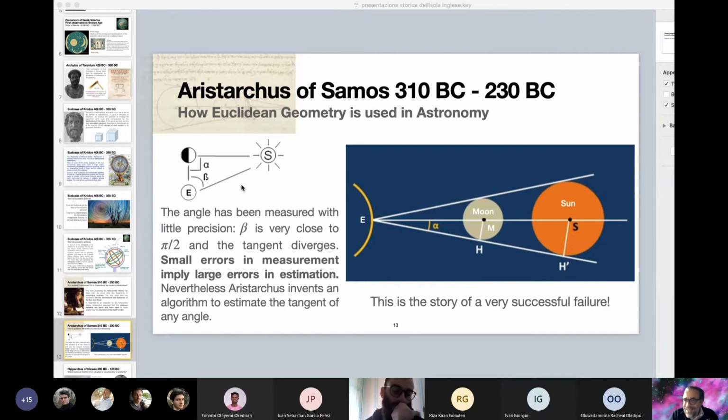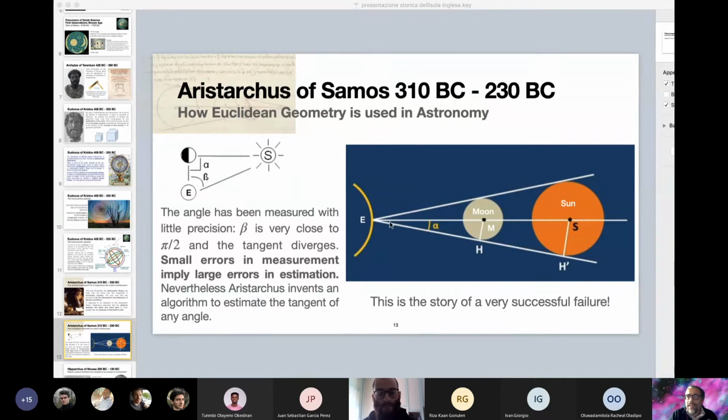For this reason, the estimate of the ratio between the distance Sun-Moon and Earth-Moon, as given by Aristarchus, was dramatically wrong. However, Aristarchus not only invented the correct procedure for measuring this ratio, but also invented an algorithm to estimate the tangent of any angle. So, in a sense, he is one of the inventors of trigonometry.